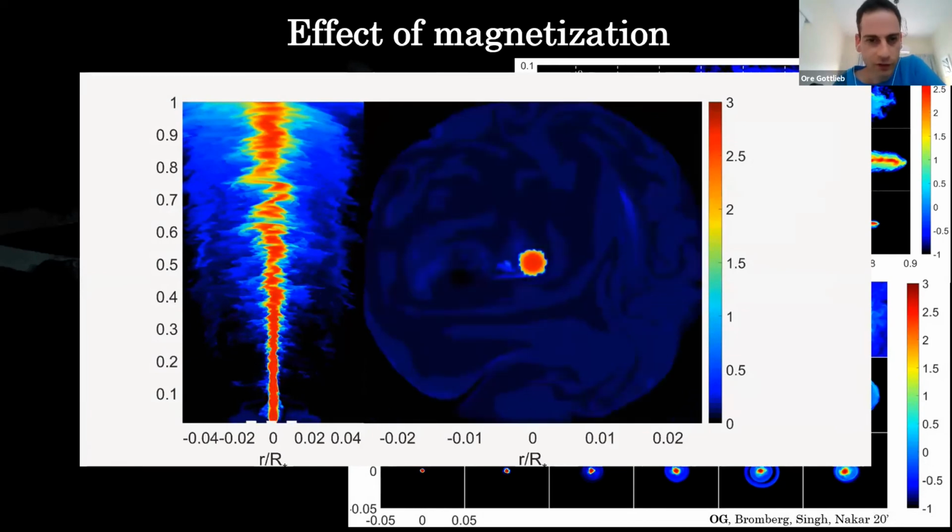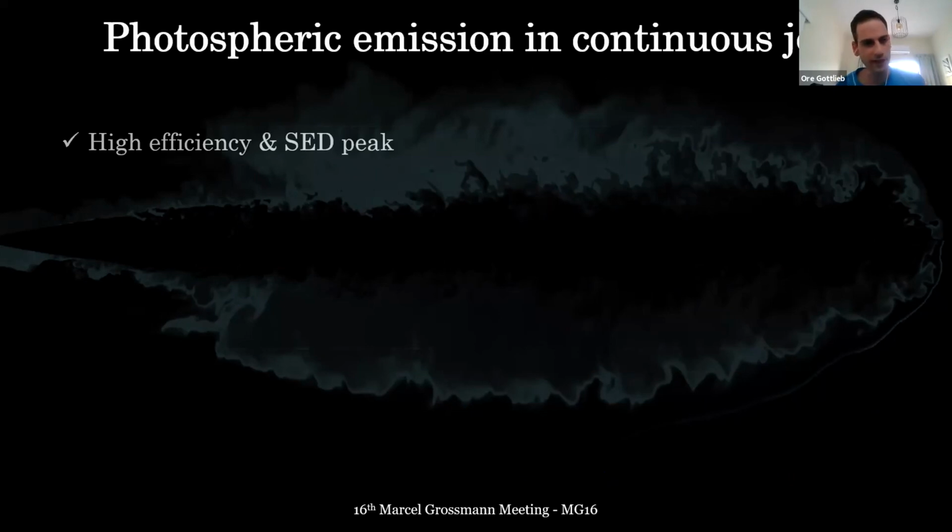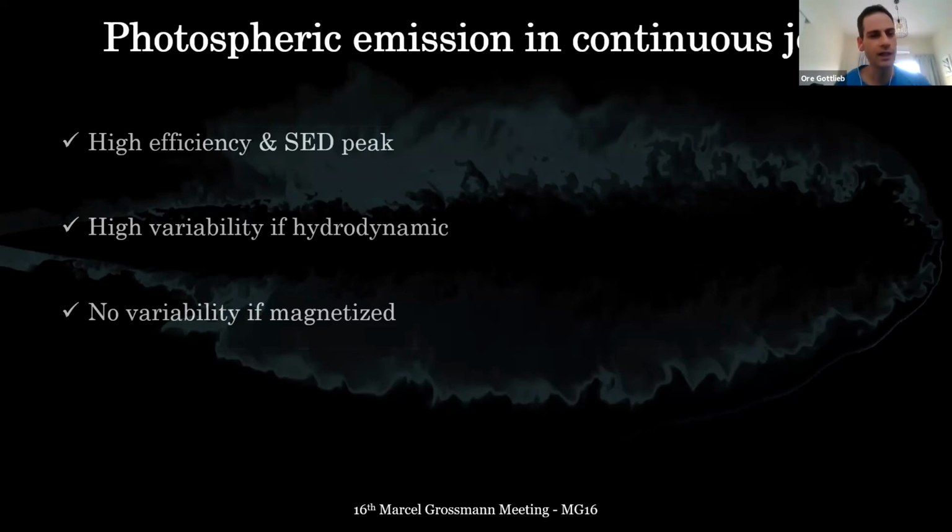So this already gives us some very important difference between magnetized and hydrodynamic jets when we consider, again, continuously launched jets. While both of them are highly efficient, and I will get back in a second to the SED peak, we get a highly variable light curve from the hydrodynamic jet, but no variable light curve from the magnetized jet. So this model can be ruled out based on this observation if we consider a continuously launched jet, just because they're entirely stable and there is nothing to induce the variability that is required in the light curve.